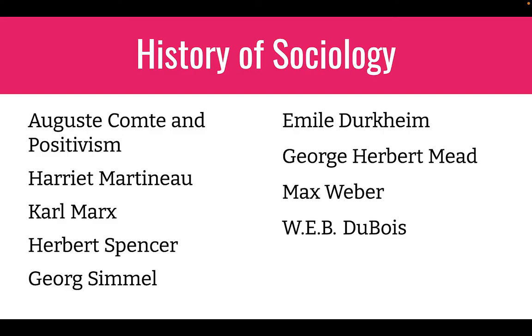Once you get past that Enlightenment period, you have thinkers like Comte, who came up with this concept of positivism. So he stated that sociology needed to be treated like any other scientific discipline. He laid the groundwork for the discipline, though he called it social physics, which to me sounds way cooler. Maybe we should have stuck with social physics instead of sociology.